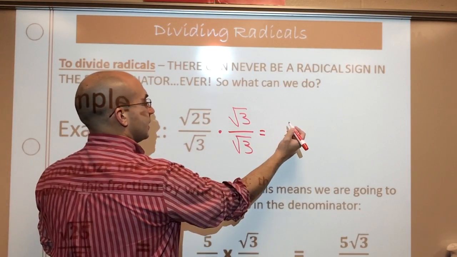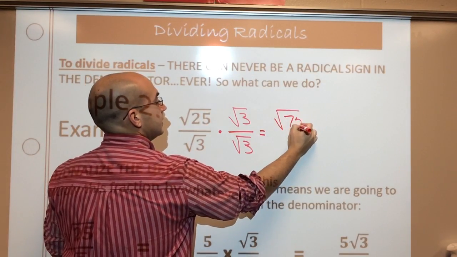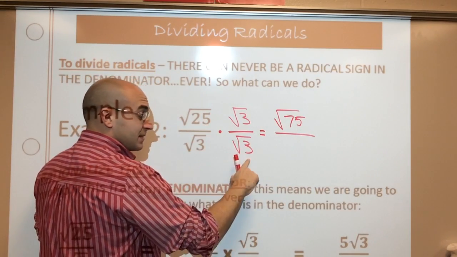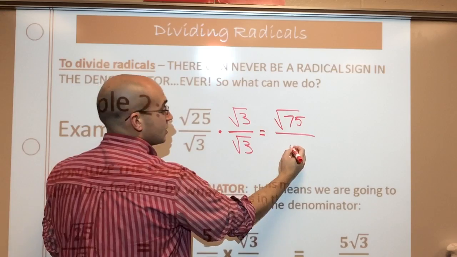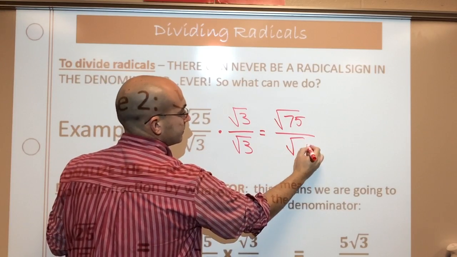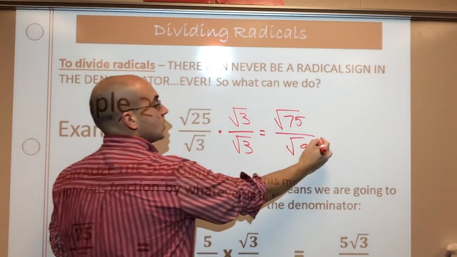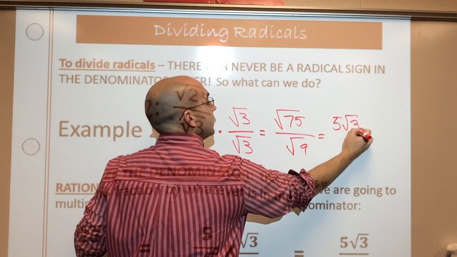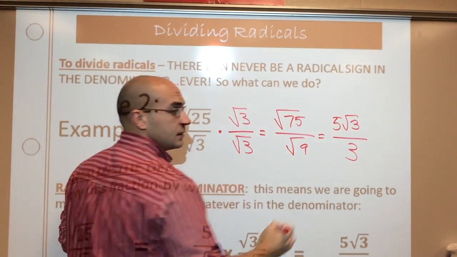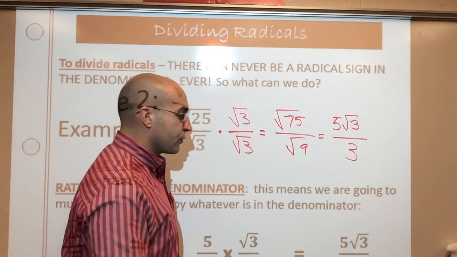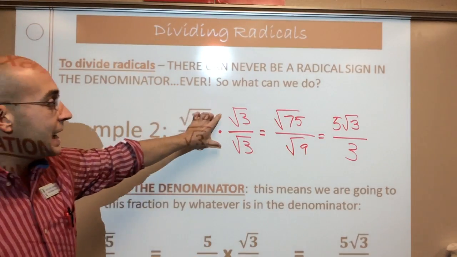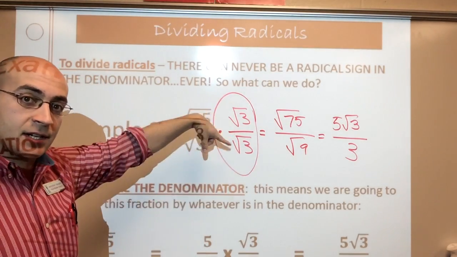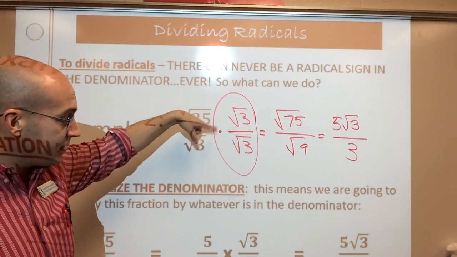It's going to be the square root of 75, and this is going to be the square root of 9, which we can just represent as 3. I can simplify this, and I'm going to be left with 5 root 3. And this is just 3. That ends up being my answer, 5 root 3 over 3. Okay? That's rationalizing the denominator.